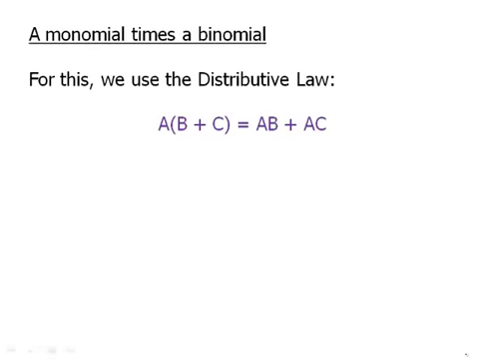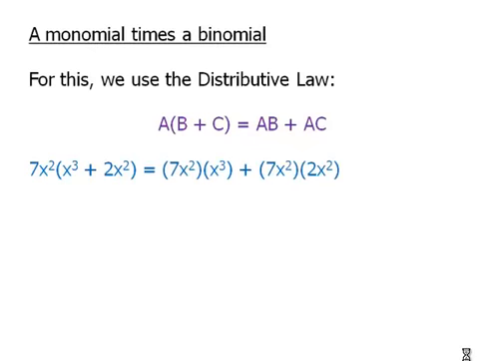Now we'll talk about the case of a monomial times a binomial. For this we use the distributive law. So a times b plus c equals a times b plus a times c. This is proper distribution. So for example, if we want to multiply 7x squared, that monomial, times the binomial in parentheses, we have to multiply that binomial times each term and then do the correct monomial times monomial multiplication for each term. And here we would get 7x to the 5th plus 14x to the 4th.